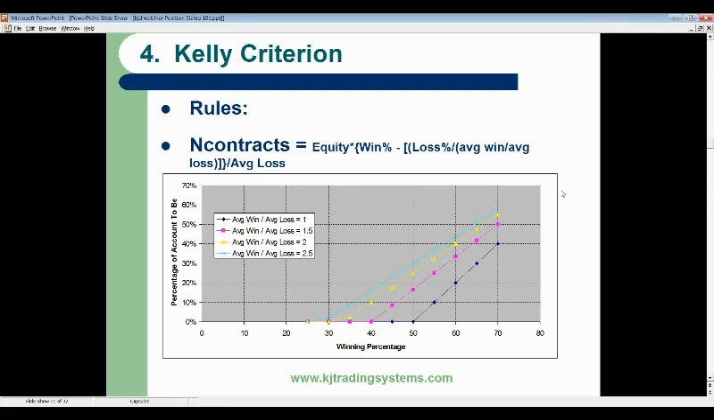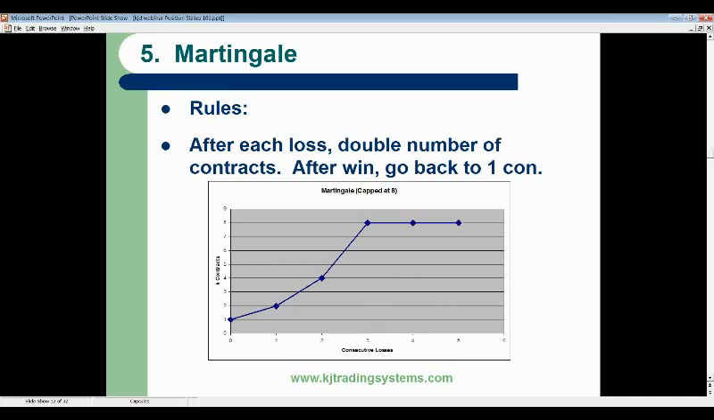But again, it's just another way of doing it, and that's why I wanted to bring it up. And then the last way I want to talk about is a Martingale system. What this does is, you start out with one contract, and if you have a loss, your next trade you'll trade 2 contracts. And if you have a loss again, you'll trade 4, then 8, then 16, then 32. And eventually you're going to win, hopefully. And then when you do, you go back to 1.